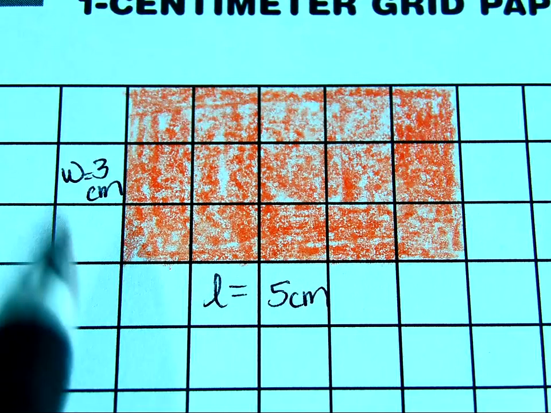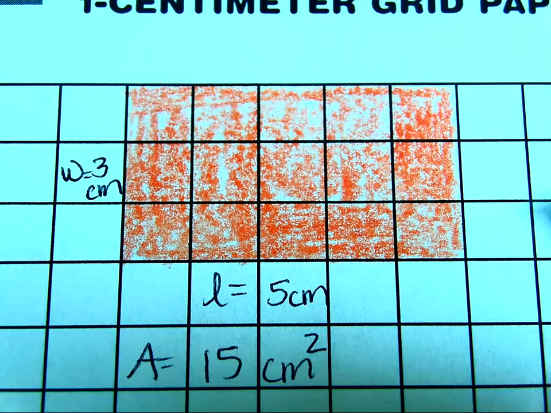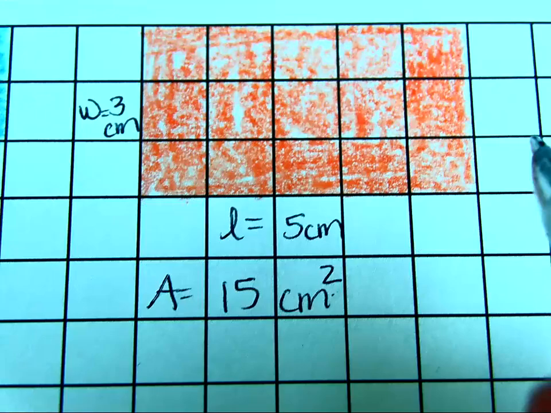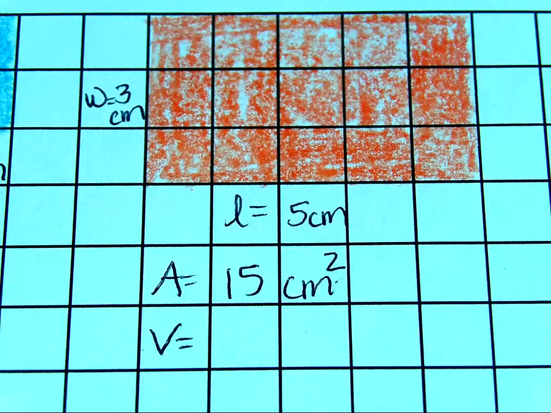So the area of the shape is 15 centimeters squared. I put the 2 to show that I have 2 dimensions, width by length. Okay, now I need to find the volume of the shape. I'm going to add height to it. That turns it into a 3-dimensional figure, meaning it has 3 dimensions, width, length, and height. This one's going to have a height of 2 centimeters.